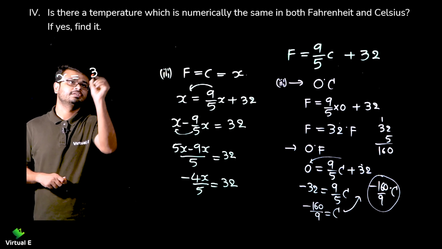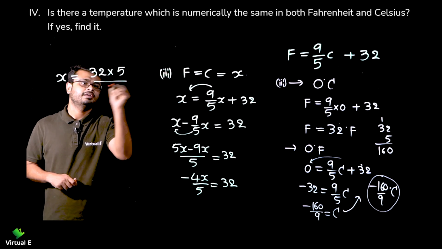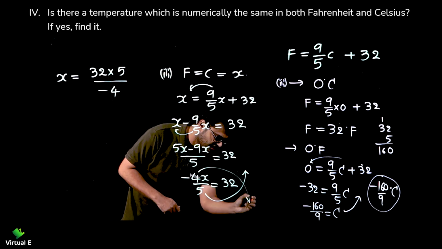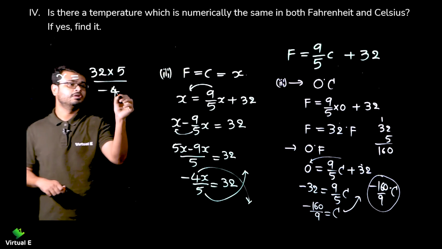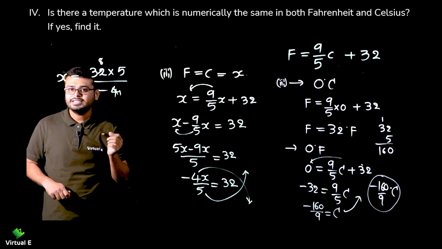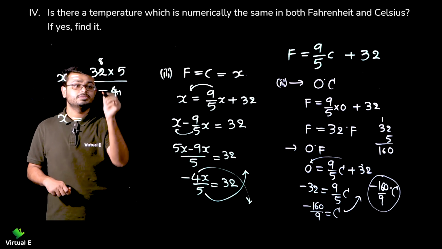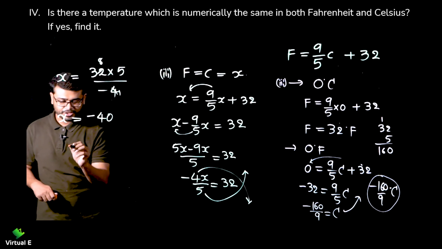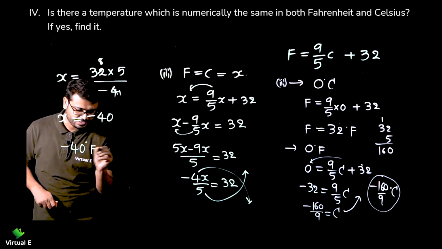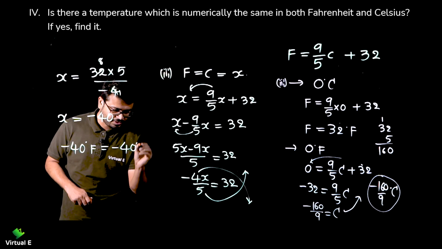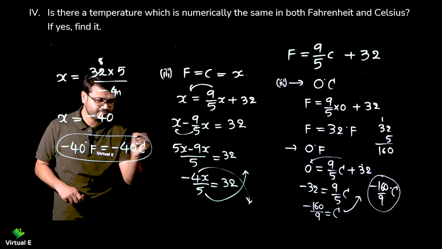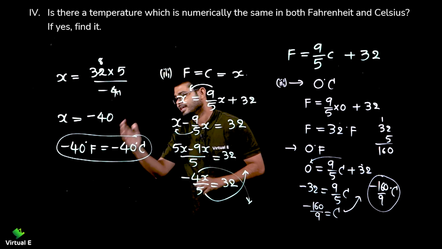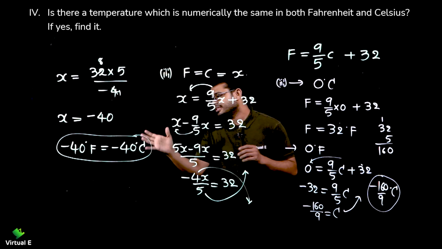So x is equal to what? 32 multiplied by 5 over minus 4. What did I do? 5 goes into the numerator, 4 goes into the denominator. So 4 ones are, and here 8s are. So x is equal to, see, minus will come over here, 8 5s are 40. So either you take minus 40 degrees Fahrenheit or you take minus 40 degrees Celsius, your temperature will be the same. So this is the number where we get Fahrenheit and Celsius equal. So these are the temperatures.